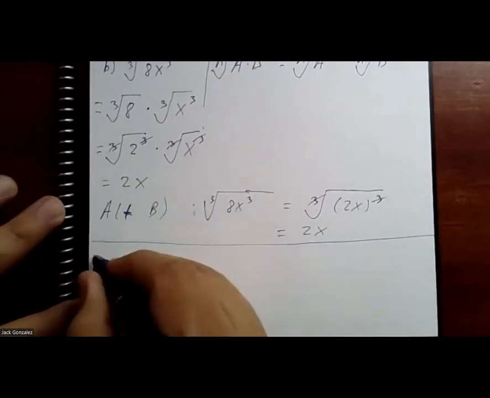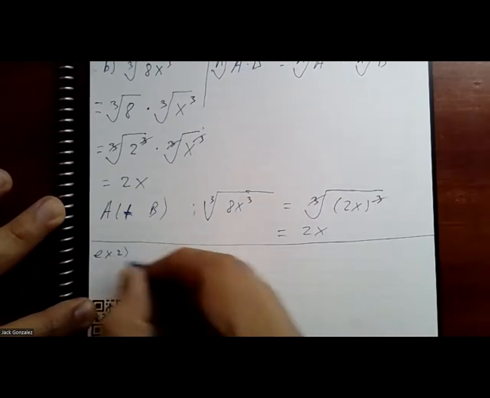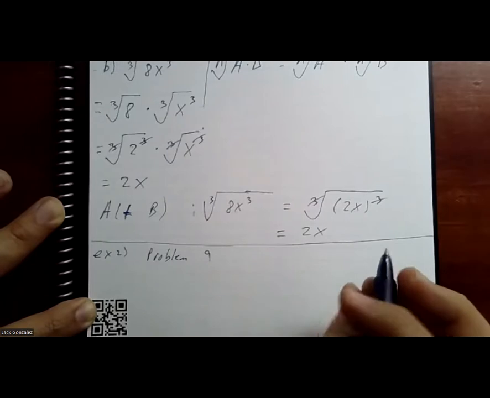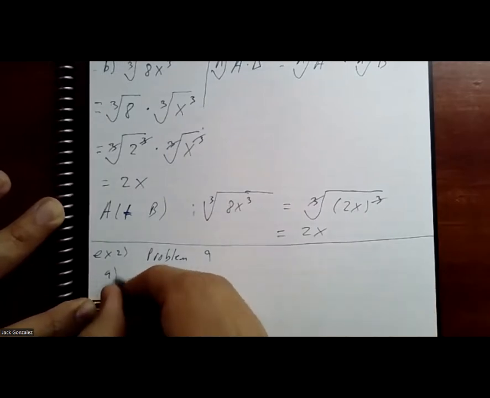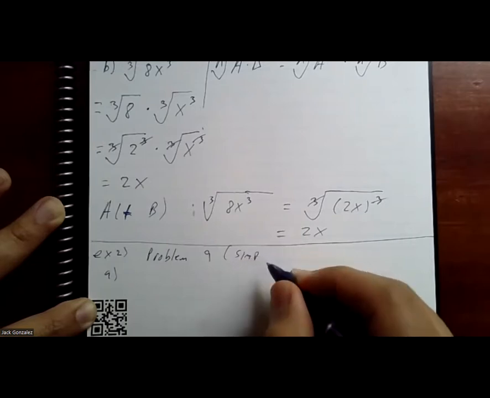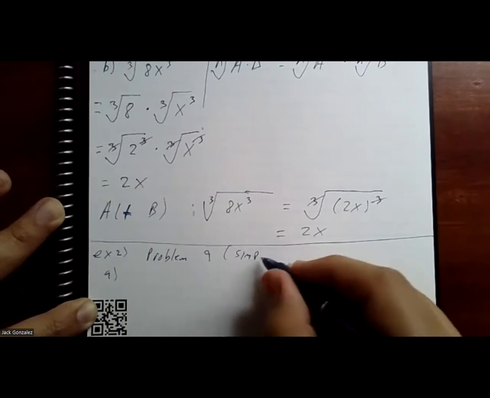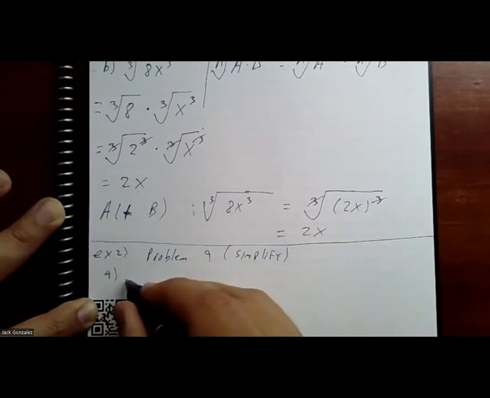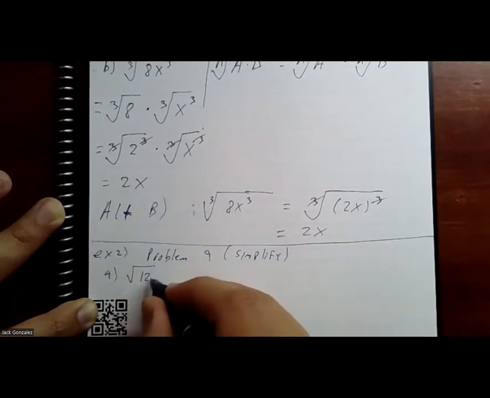All right, example 2, problem 9. Part A says, instructions, simplify. So the square root of 12.